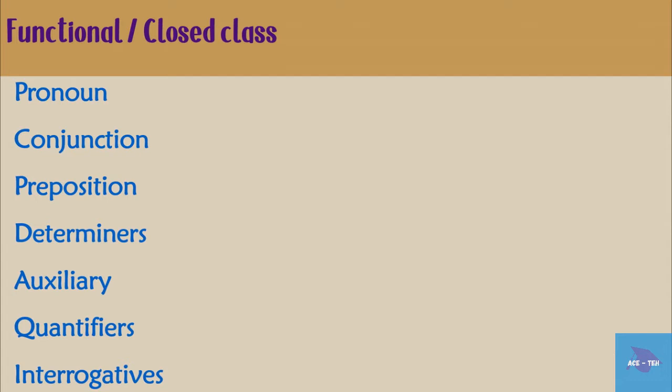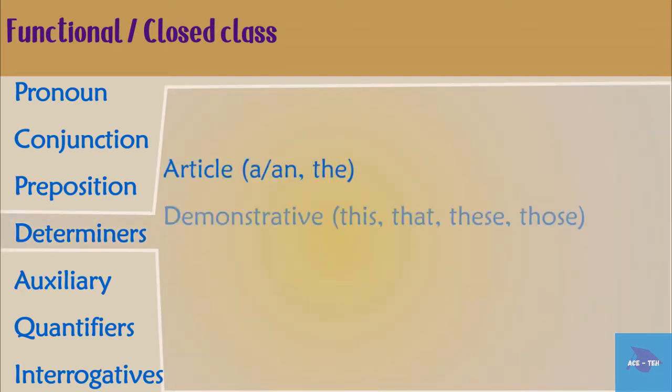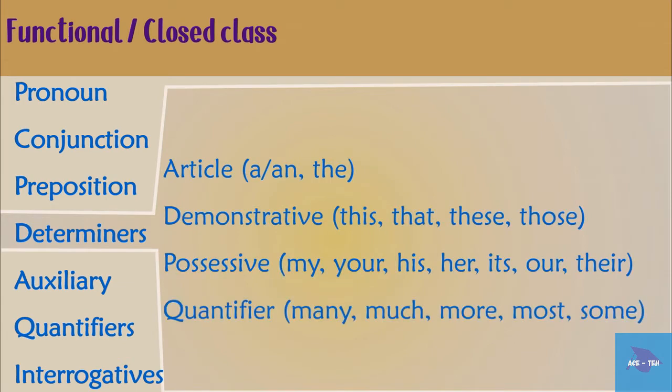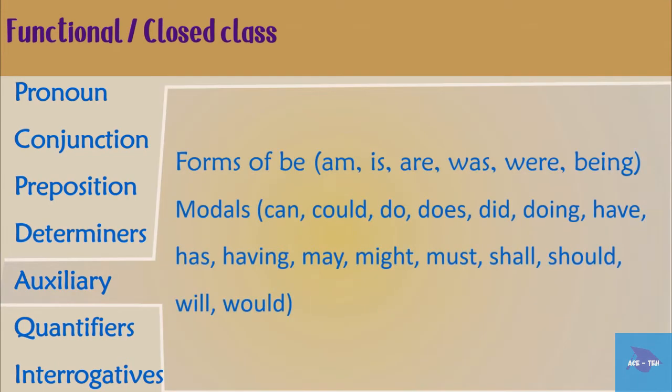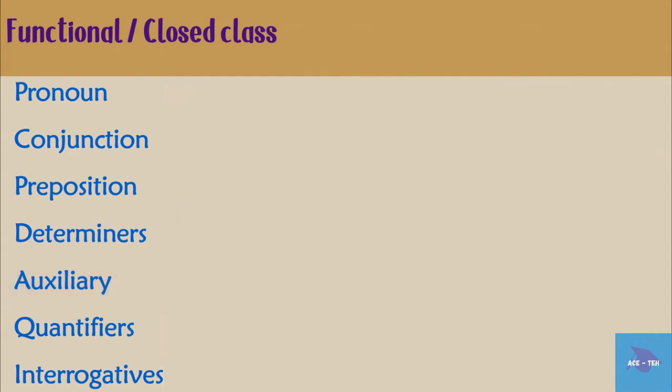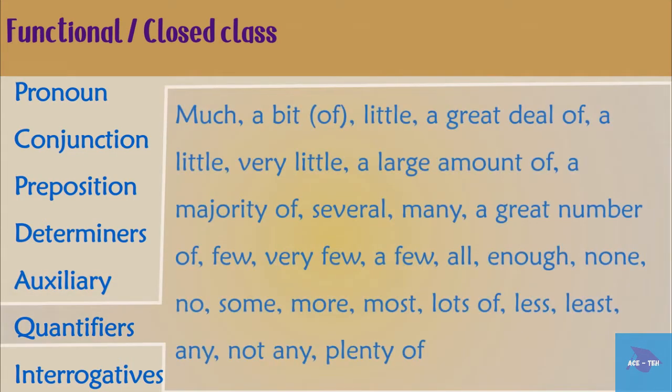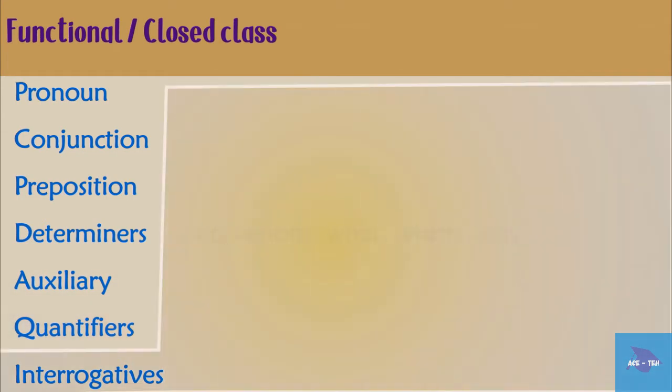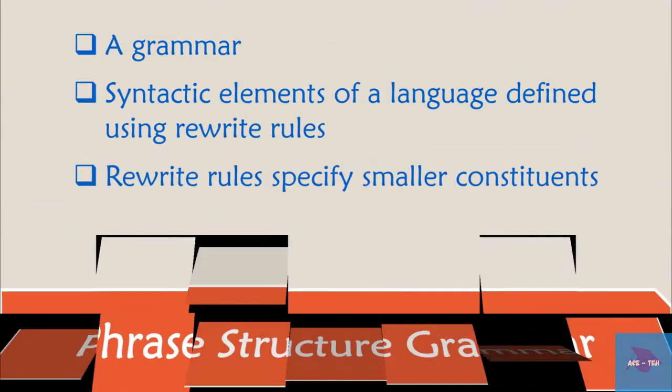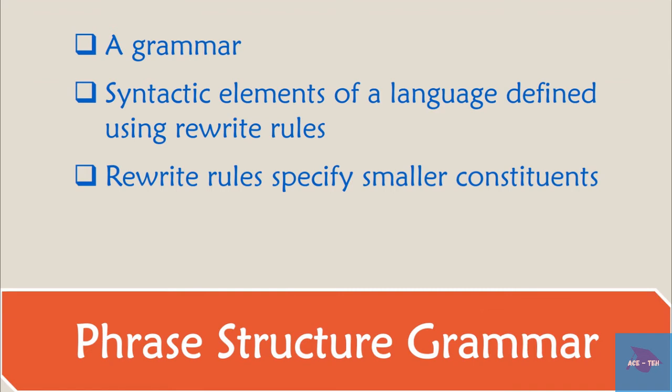Let's see what these are in detail. This will help you understand phrase structure grammar and the following lessons in syntax better. Determiners consist of articles, demonstratives, possessives, and quantifiers. Auxiliaries include the different forms of be and modals. Here is a list of quantifiers. Interrogatives are question words.